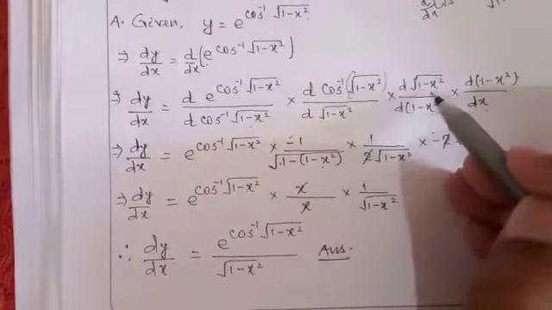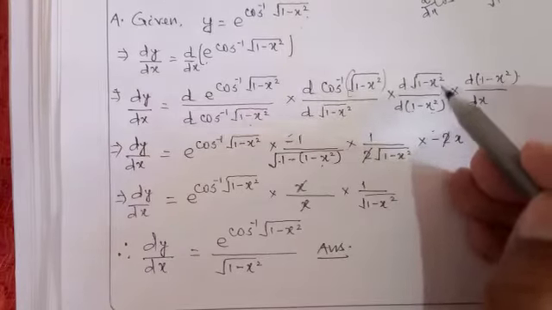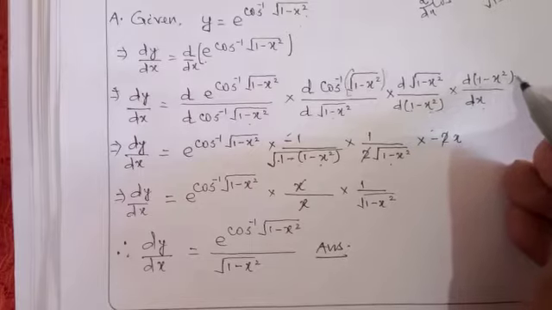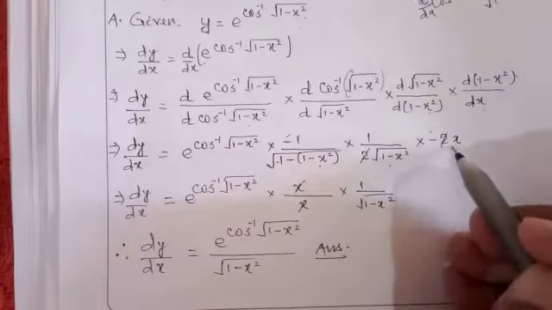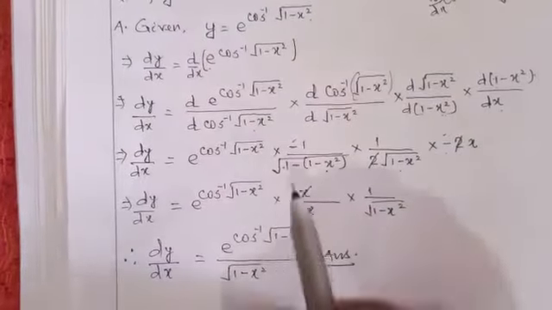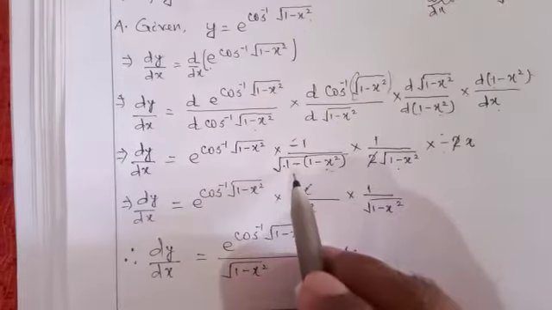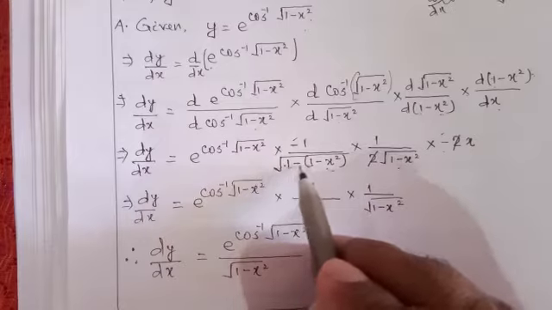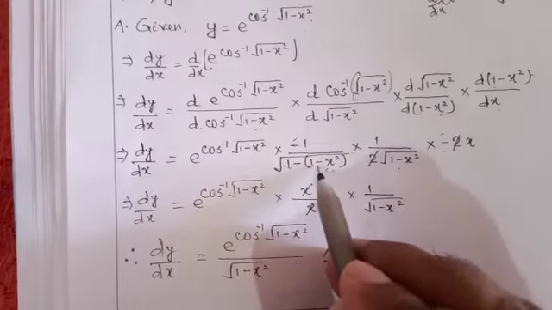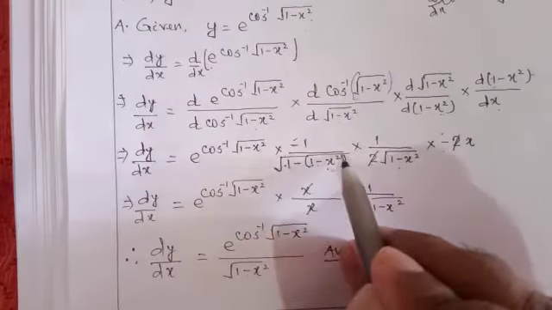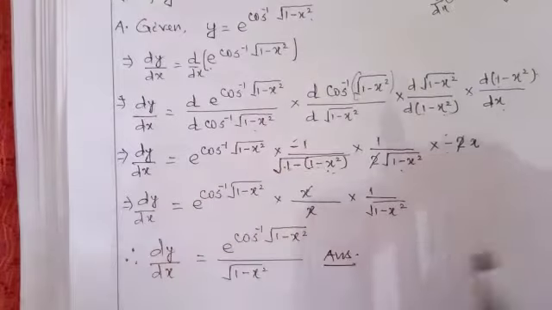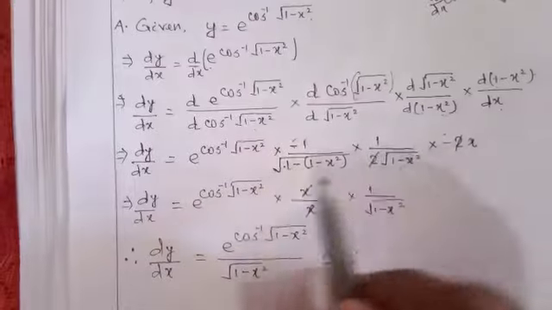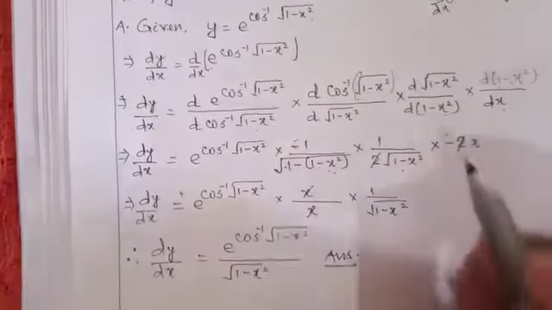Now come here, differentiation of root x is 1 by 2 root x, and differentiation of 1 is 0, and of x square is 2x, so it should be minus 2x. See the value of this term. Open the bracket, 1 and 1 should be cancelled. Minus and minus becomes positive plus. So square root of x square is x. So see here how we write: minus and minus together becomes plus x.